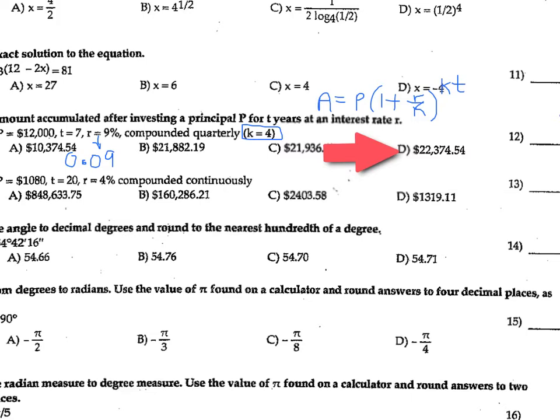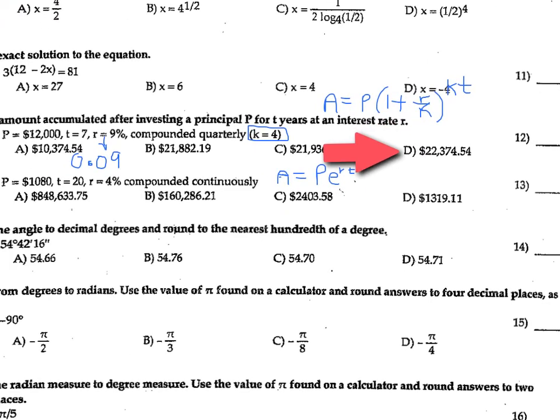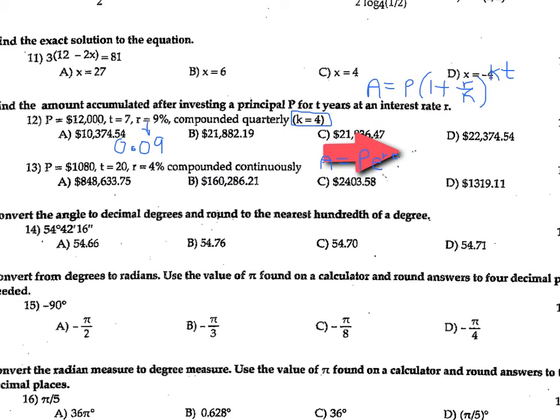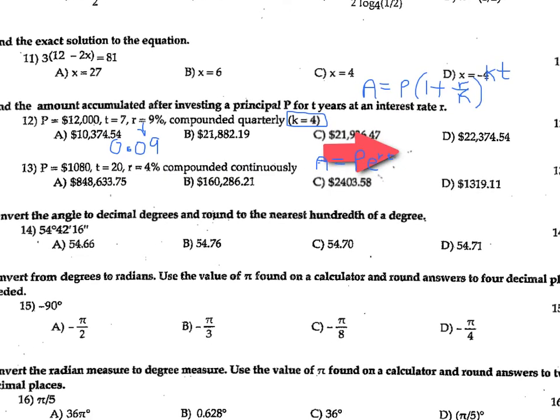How about if it's compounded continuously? What's the formula for compounded continuously? A equals P e to the rt, PERT. That's the formula that you use here for compounding continuously. So, the answer for number 13, what was the answer? Letter C is right. Yes.